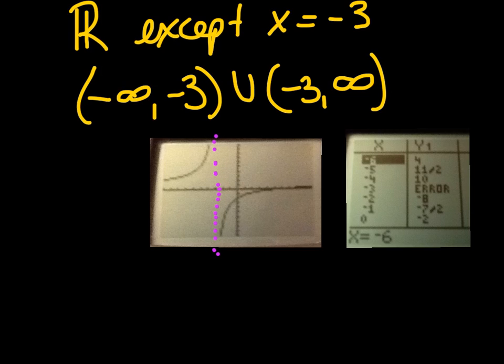And lastly, let's go ahead and make a table. All I did is after I graphed it, I hit the table feature, and you'll notice, and you can circle this in your notebook there, at negative 3, what do you see? An error. That tells me all the other numbers work except negative 3. And again, that's where that asymptote is.